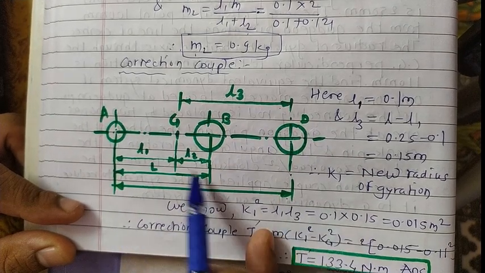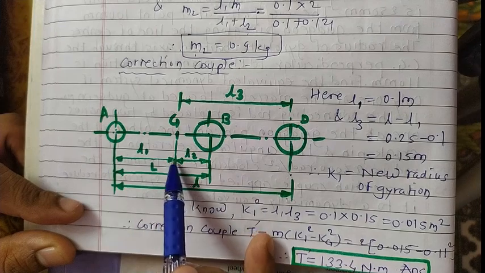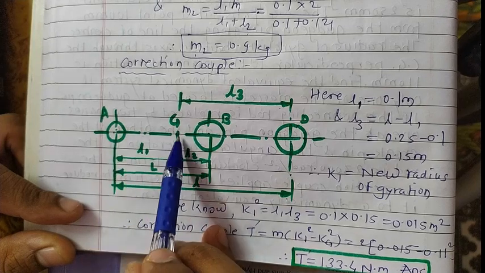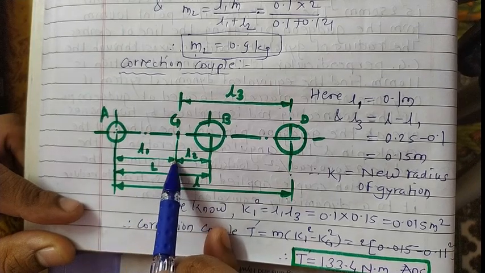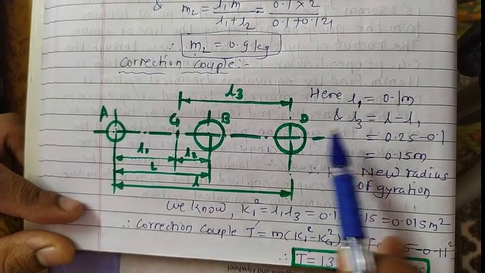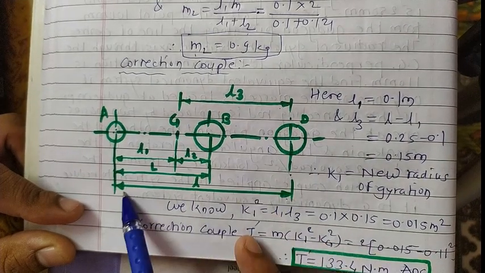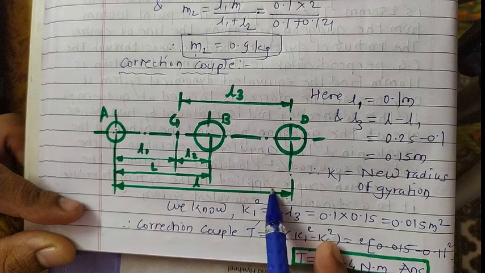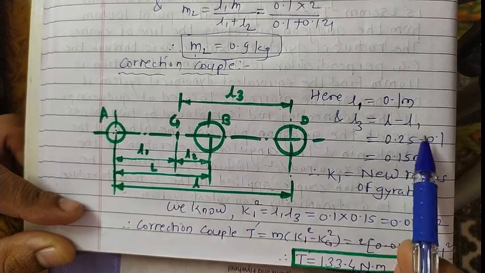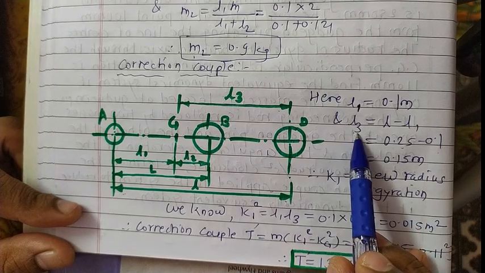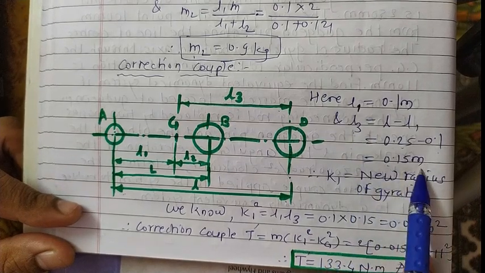What about this one? This is the distance of the first mass with respect to the center of gravity point, so this is L1. So L3 is the total distance L minus L1. L is 0.25 minus 0.1. So we get L3 as 0.15 meter.